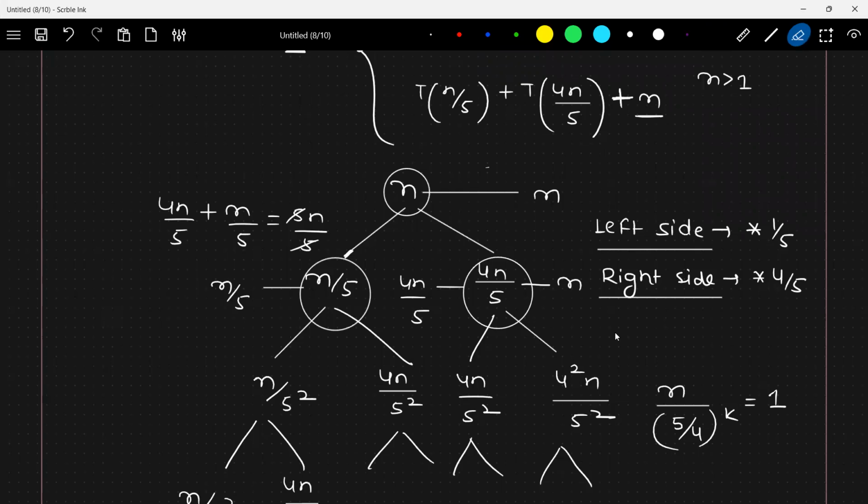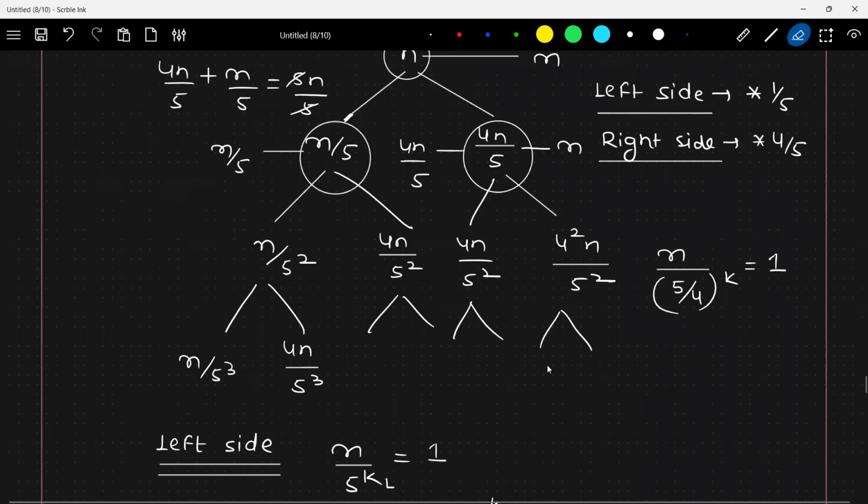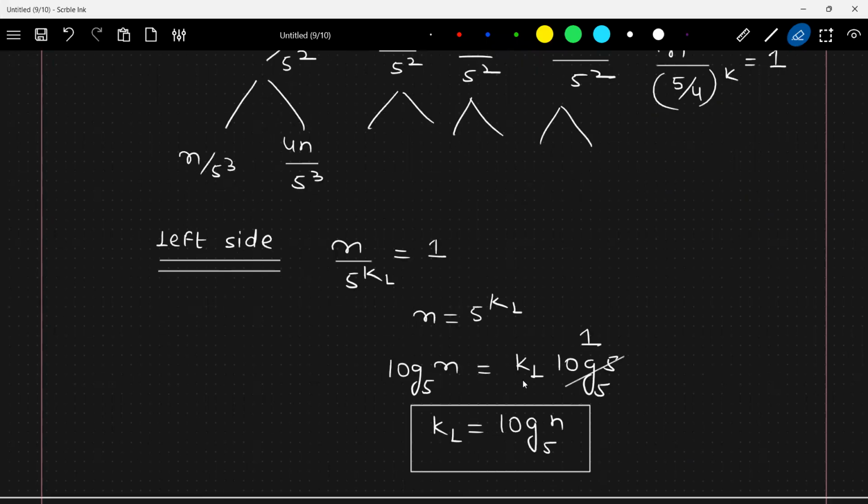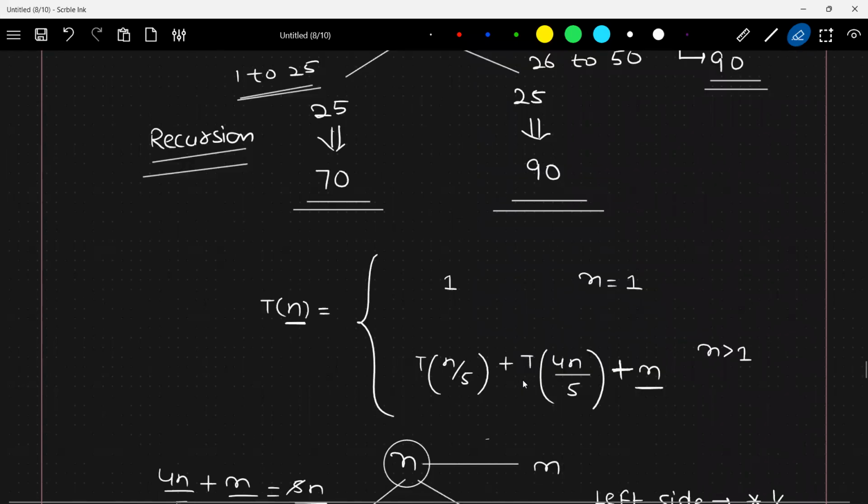What is the cost required to do the splitting? It is n. Again, it is given to me. So each and every time, on the left side we multiply by 1 by 5, and on the right side we multiply by 4 by 5. We keep repeating the same task until the value becomes equal to 1. Why 1? Because this is the base case condition which is given to me.